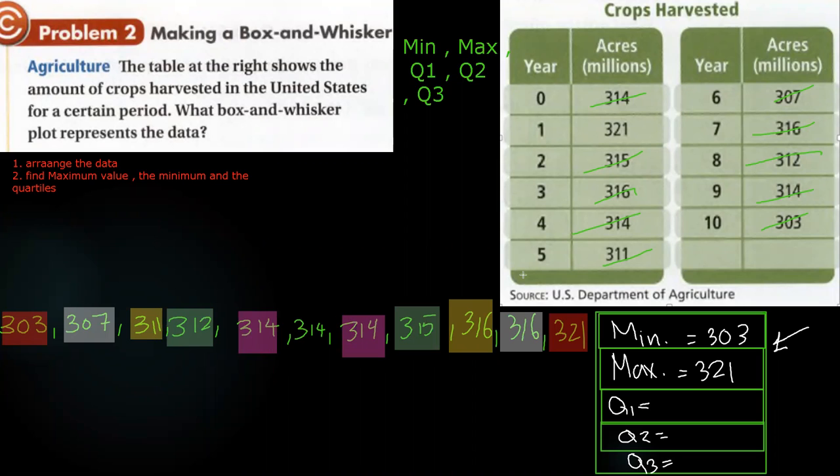I think there's something wrong here. 314, how many times is it repeated? Three times. Like 303, 307, 311. Okay, 316, it's repeated two times. Yes, miss. There's something wrong. Which one? Can you help me?